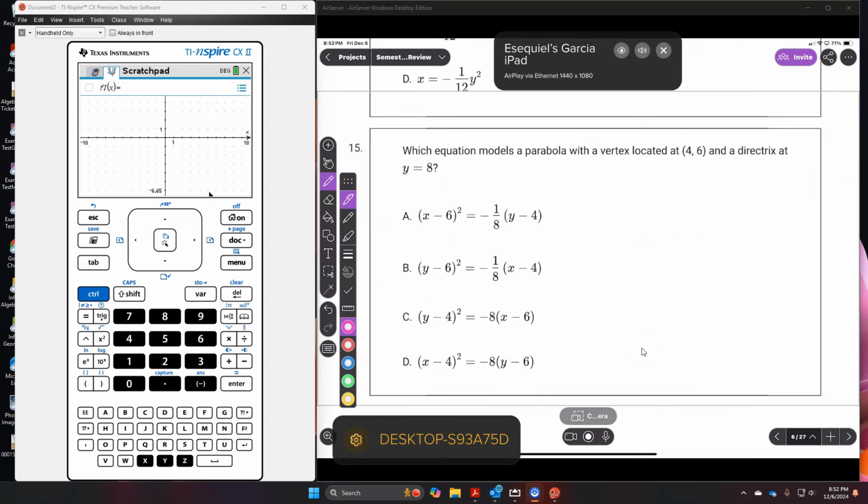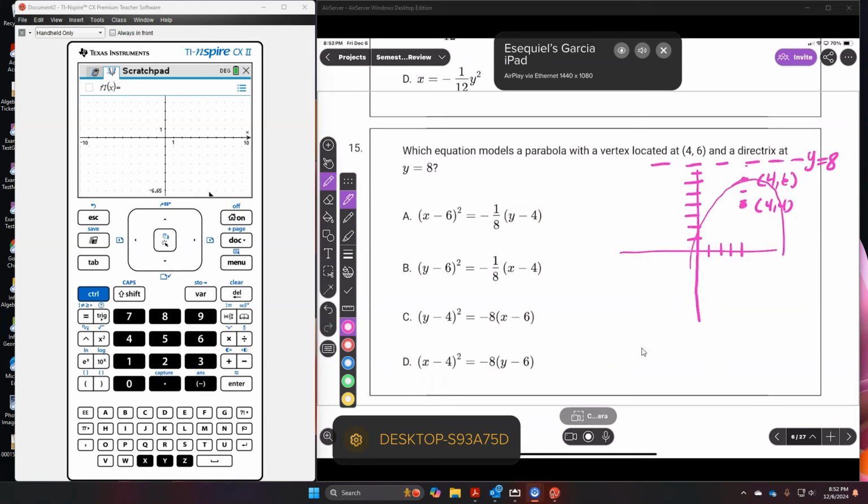With a vertex at 4, 6. Here's 4, 6. That's the vertex. 1, 2, which is 2 units up. That's where the directrix is. So remember that the vertex to the directrix is 2 units. So we go down 2 units. So the focus is at 4, 4, and it's going to face down.